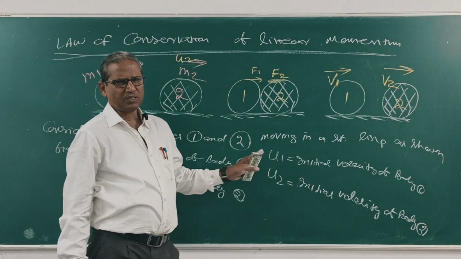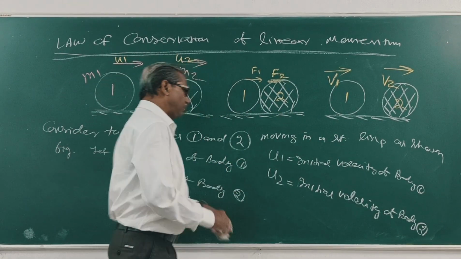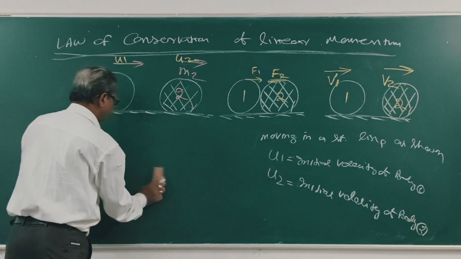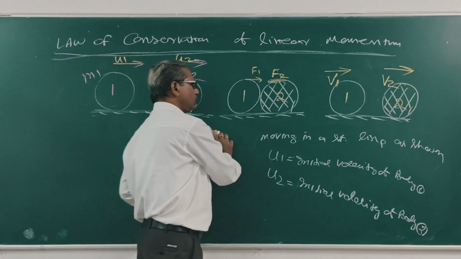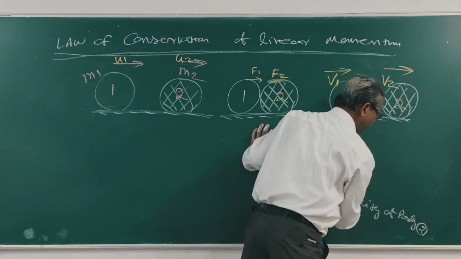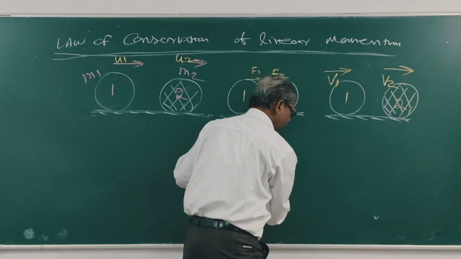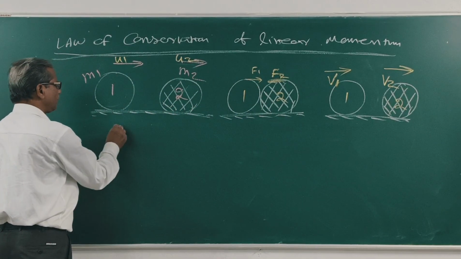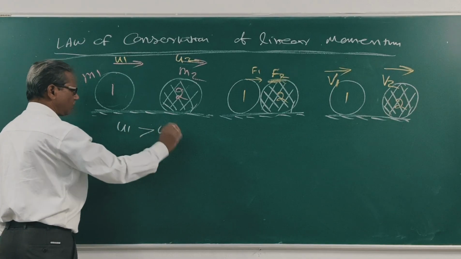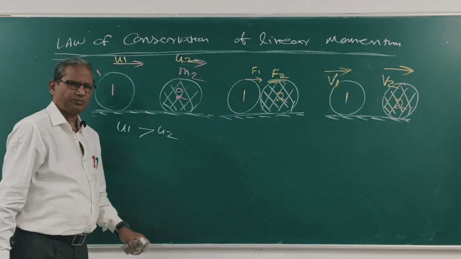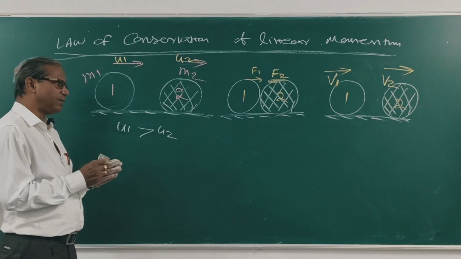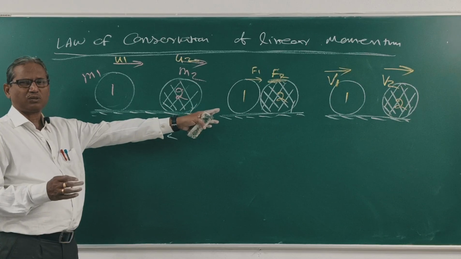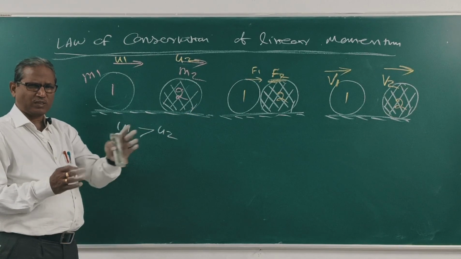That means this is before collision. So before collision, u1 is more than u2. If u1 is more than u2, then only the two bodies can collide with each other, or the collision takes place. Clear?